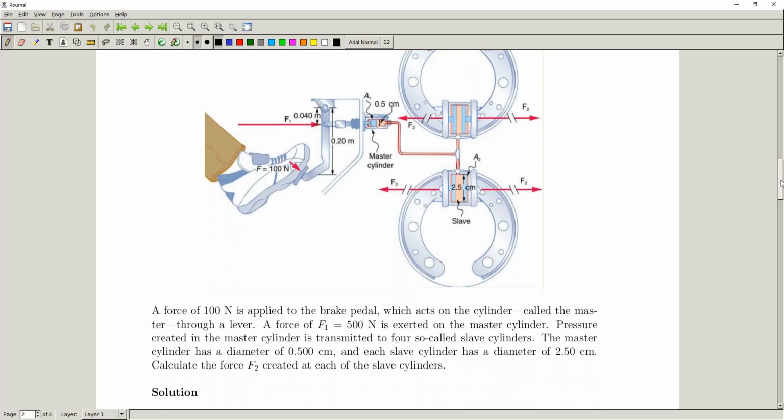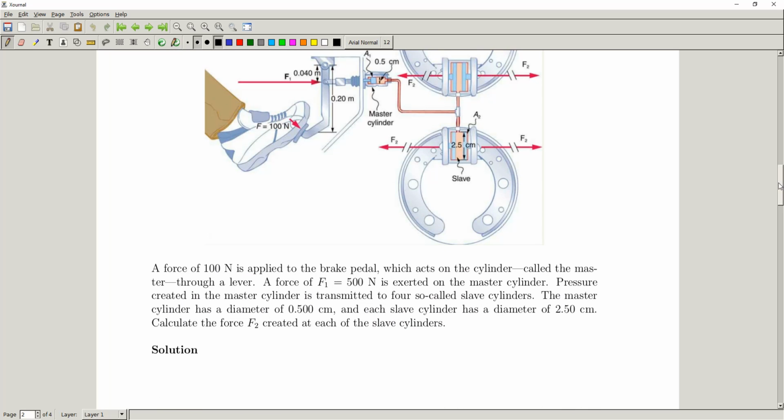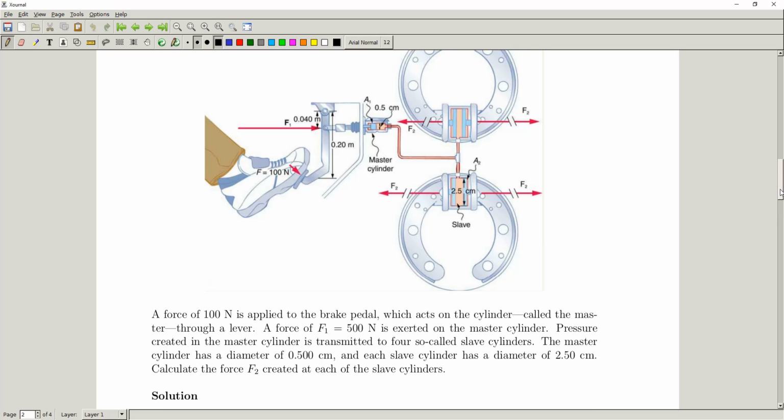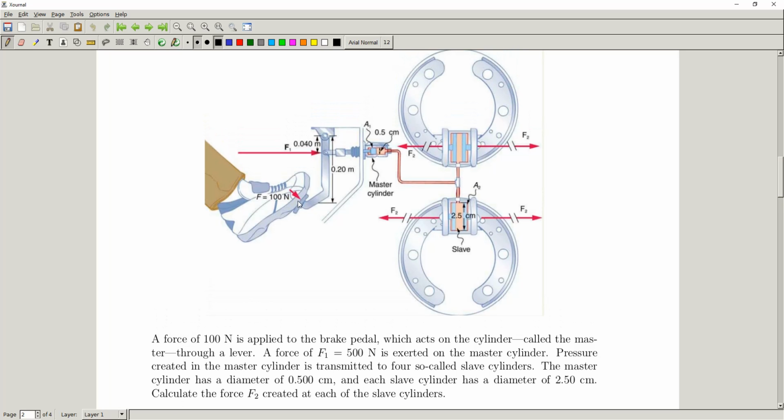And so we can do some calculations relating to this. Here we go. We have a force of 100 newtons applied to the brake pedal. Now we're going to gloss over why this 100 newtons applied to the brake pedal turns into 500 newtons in this F1 here. We could do this calculation, but it would use our equilibrium conditions, from a couple of modules ago when we were looking at our two equilibrium conditions, and we could calculate it if we applied a force here.